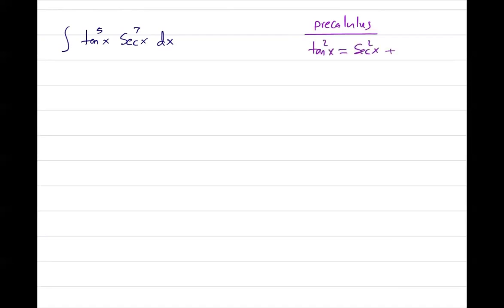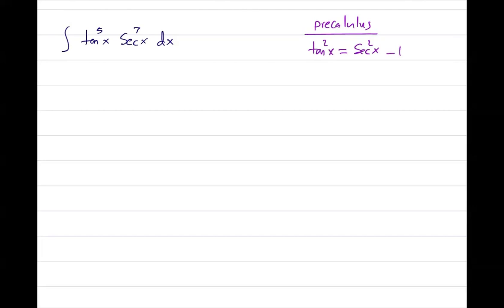Suppose you're interested in evaluating the integral of tangent to power 5 of x times secant to power 7 of x dx. So let's go back to pre-calculus, see what we remember from pre-calculus. From pre-calculus, we know that tangent squared can be written as secant squared of x minus 1.